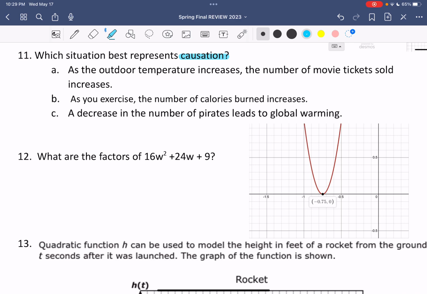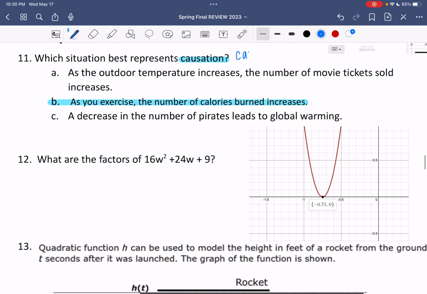All right. B says as you exercise, the number of calories burned increases. That is very true. That is a cause and effect. All right, so let's look at C though. A decrease in number of pirates leads to global warming. No, absolutely not. So B is our answer. It's a true cause and effect. So if you want notes, just write cause and effect.